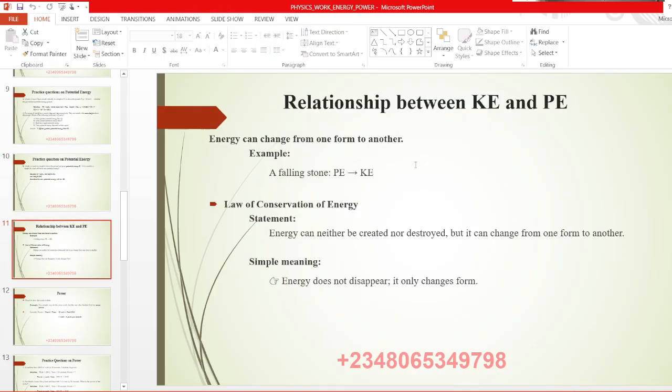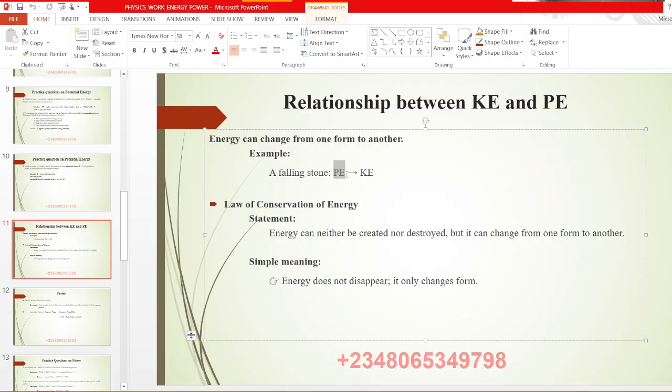So let's look at the relationship between kinetic energy and potential energy. Energy can change from one form to another. Please take note of that. Energy is not lost, it's not erased. It only changes form. So if we have a stone at a certain height, which is potential energy, and the stone falls down from a building, it becomes what? Kinetic energy. A stone at a particular height falls, it becomes kinetic energy. So this further supports the fact that energy is not lost, it only changes its form.